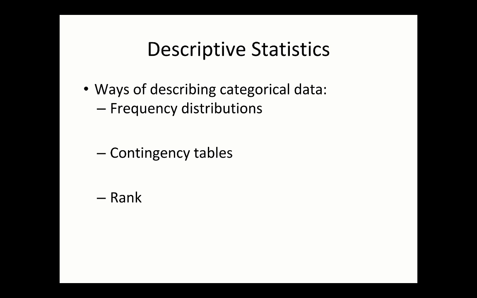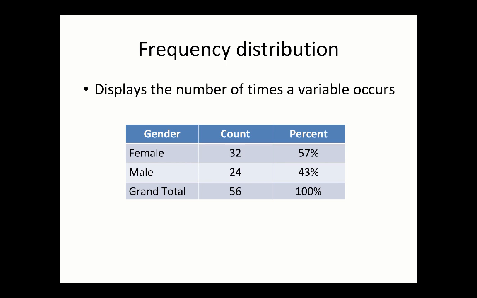The descriptive statistics of categorical variables are commonly employed using frequency distributions, contingency tables, and ranks. We will look at each of these a bit closer. Frequency distributions are often used as a way to determine the number of times a variable occurs. For instance, we may want to know how many male and female patients were seen by a specific physician last week. Of the 56 patients seen last week, you may have found that 32 were female, or 57%, and 24 were male, or 43%.